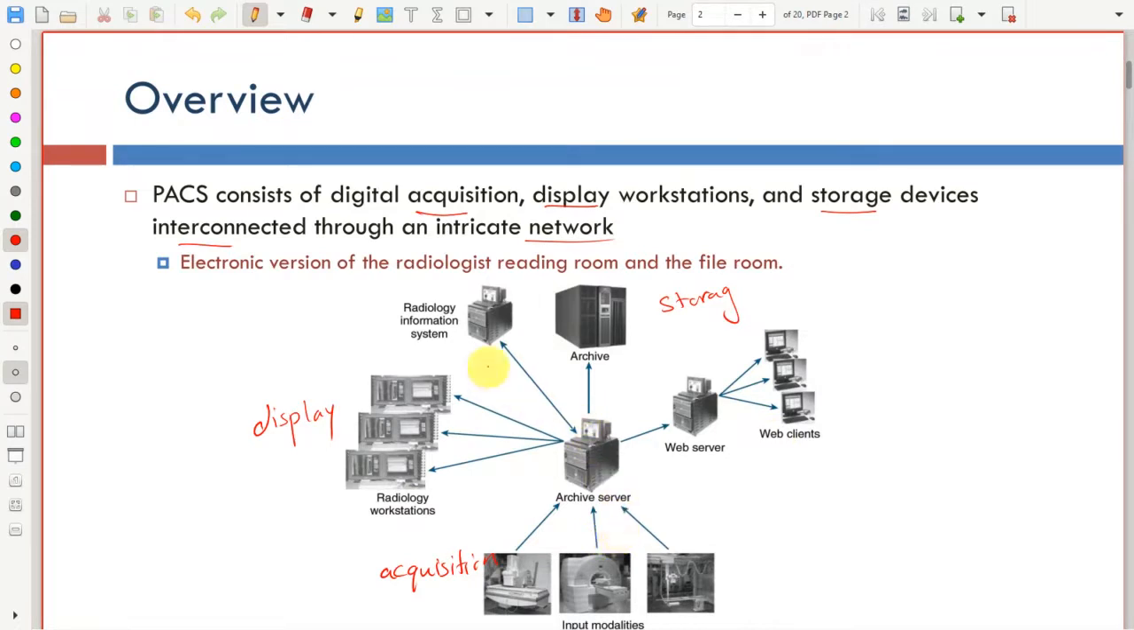You also have to have an interface with other information systems. We're going to talk about systems such as RIS, the Radiology Information System, which is a subset of HIS, the Hospital Information System. This interface is very important, and all of these are usually part of the EHR of the patient.